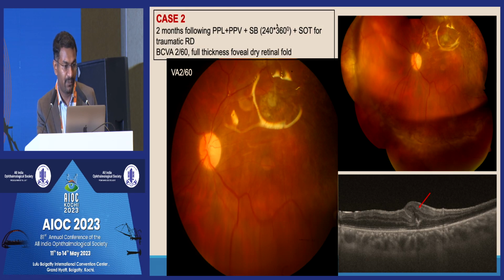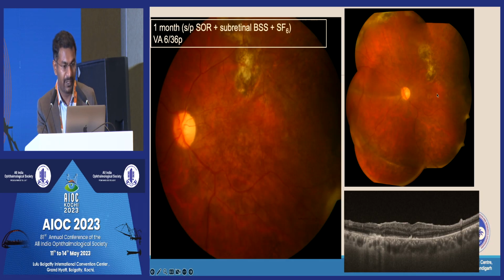This patient underwent PPL, PPV, and then buckling for traumatic RD 2 months back. At the time of presentation, he had a visual acuity of 2/60, and there was a full thickness dry retinal fold involving the fovea. Again, we repeated the same surgery, and after 1 month, the dry retinal fold was completely resolved, and the patient's visual acuity improved to 6/36.